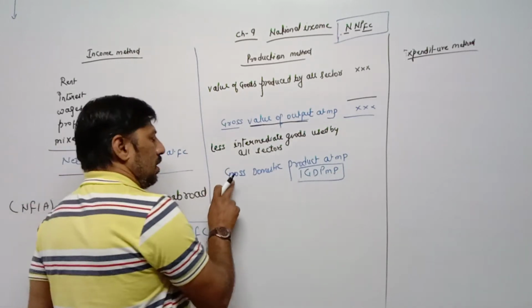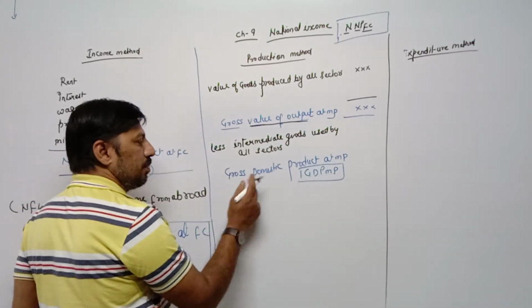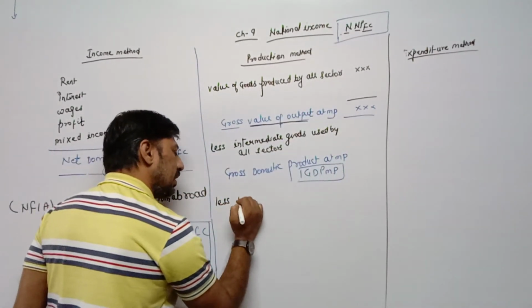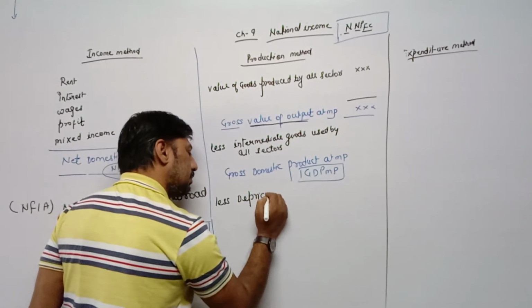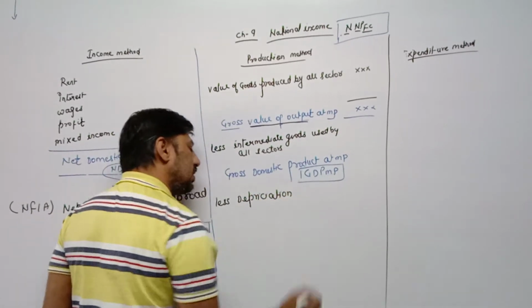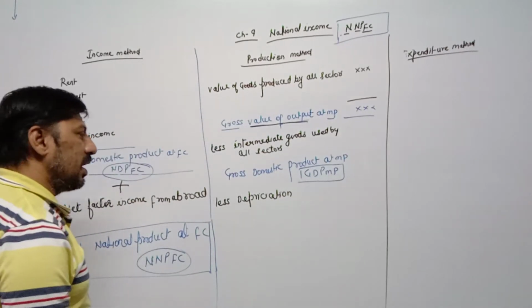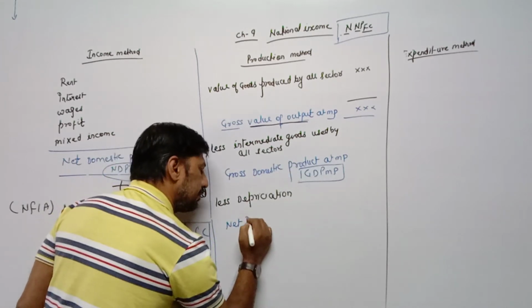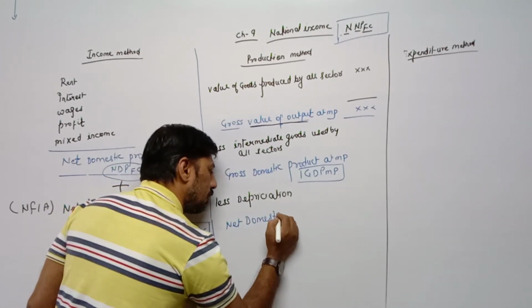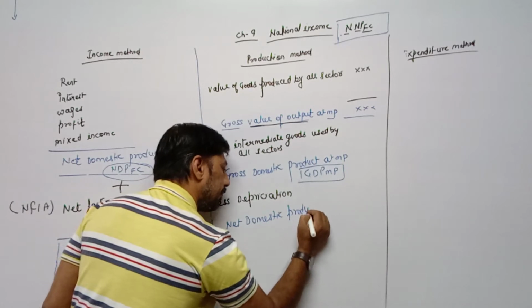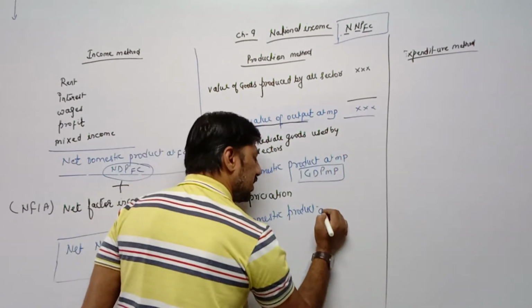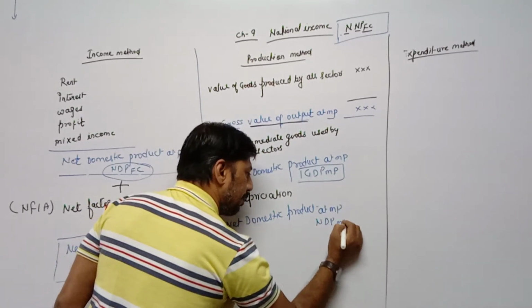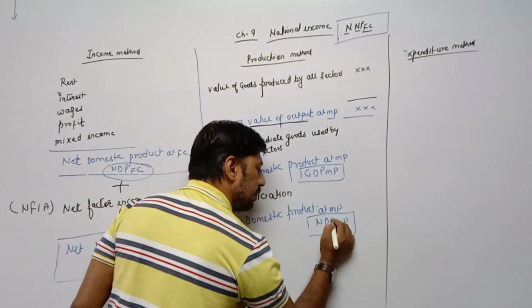Now gross is written, we have to convert this gross, meaning G, into N. So we need to deduct depreciation. Once you deduct depreciation, you will get net. Then domestic product remains the same. Domestic product at market price, NDPMP. Now it becomes NDPMP.